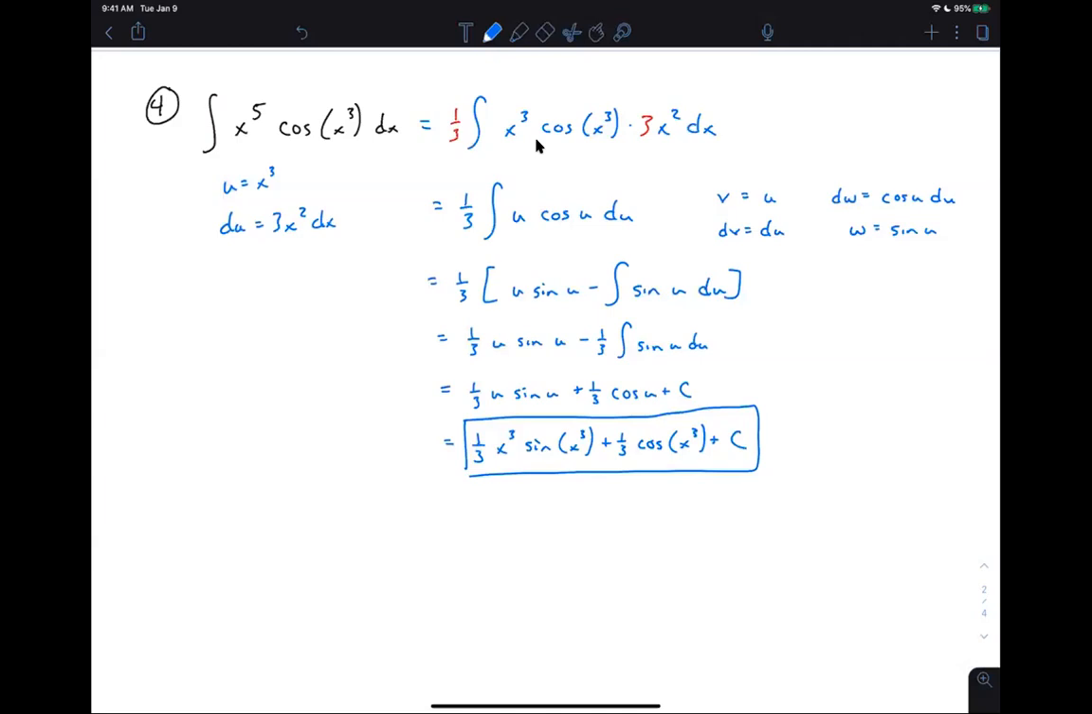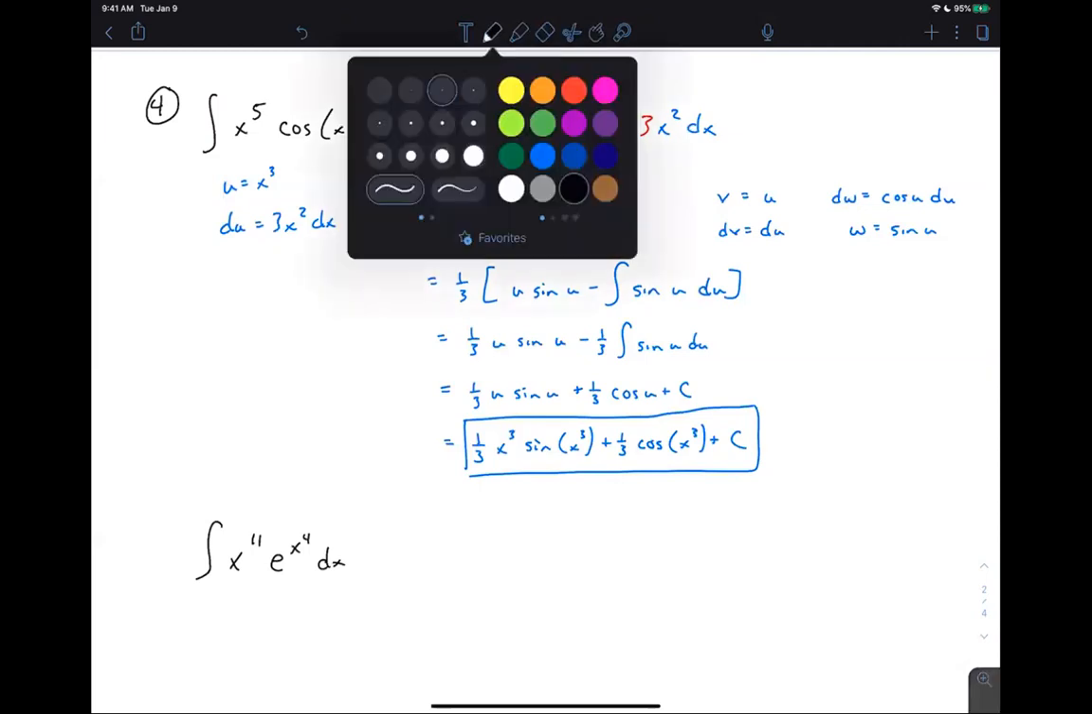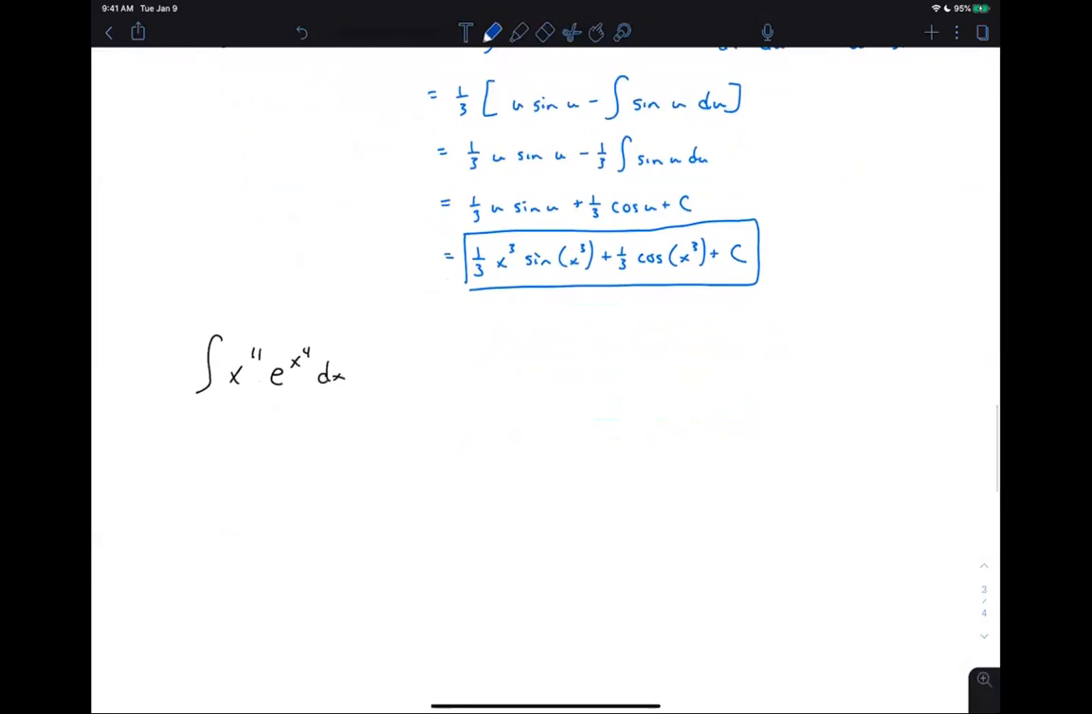Okay, so I don't want to do this problem, but I want to talk about how we'd set it up. So if I have the integral of x to the 11th, e to the x to the 4th, dx, then what could we do to start that problem? What approach do you think might work to start that? So again, maybe not obvious that it's going to work, but what would be the most obvious thing to think to start? Let u equal x to the 4th.